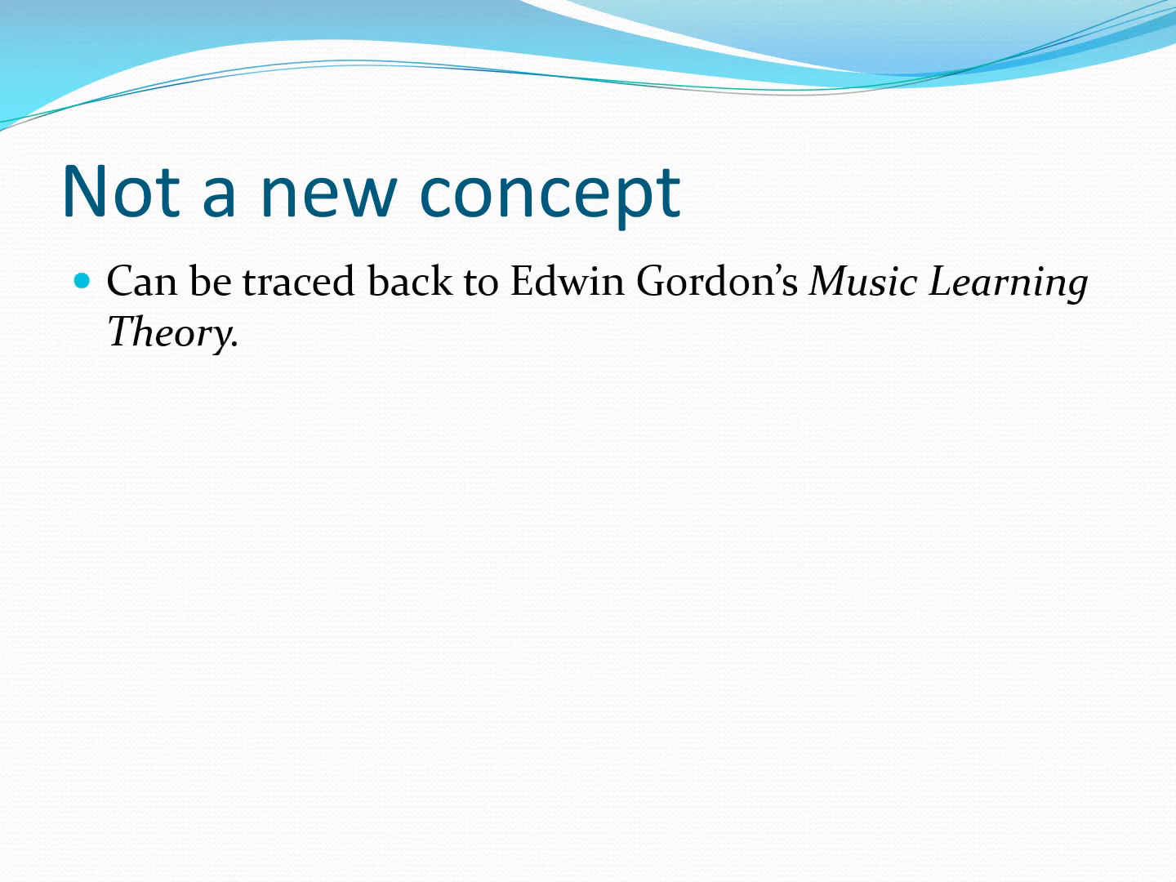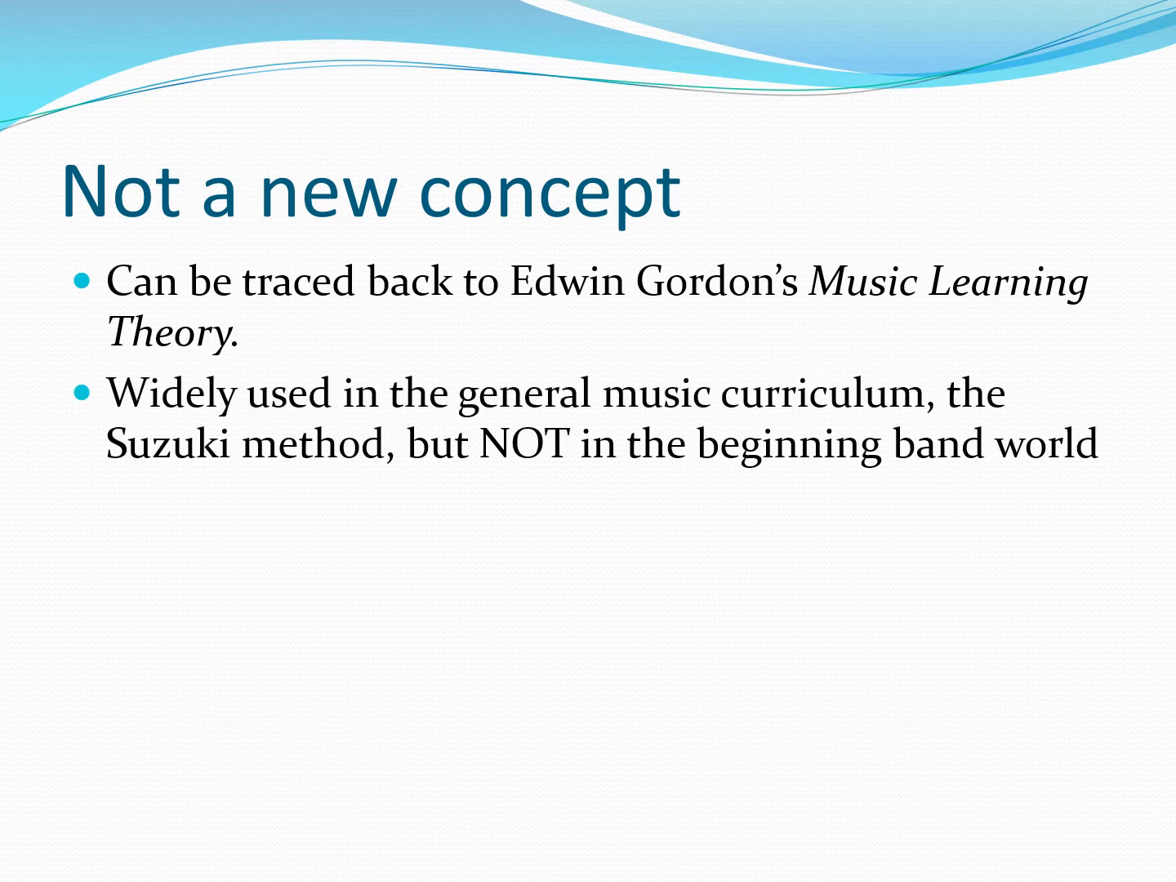Something that I want you to know about this book, Teaching Rhythm, is it's not a new concept. However, it is one that's pretty foreign to us as beginning band directors. The concept can be traced back to Edwin Gordon's music learning theory. This music learning theory is something that's very widely used in the general music curriculum, also the Suzuki method, but it is not used very widely in the beginning band world. In fact, I think it's fairly unknown and overlooked to us band directors.